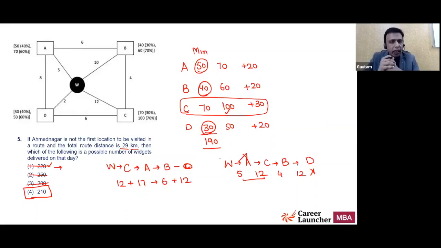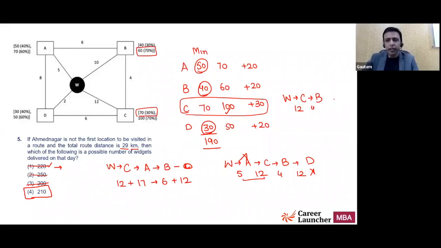Then we'll start with D as a feasible option. D cannot be the first location to be visited. So we'll go to C as the first location. So this would be 70 here. We'll choose a lower route. We'll go to B, let's say. We'll have 60 here.